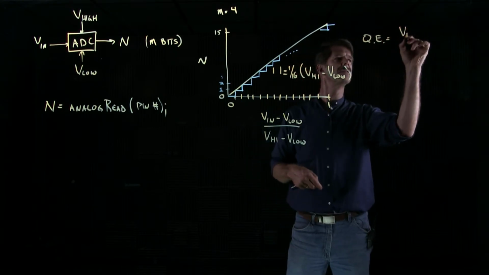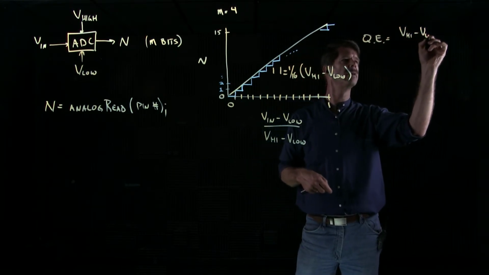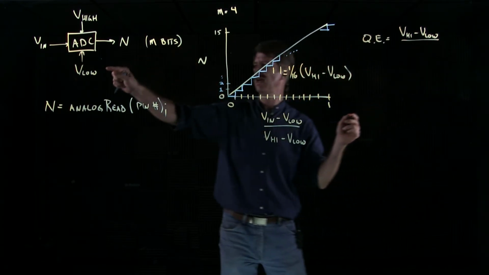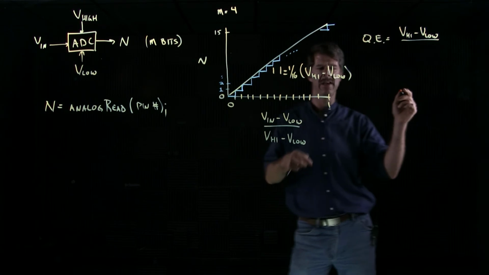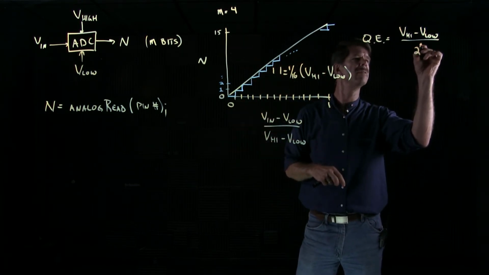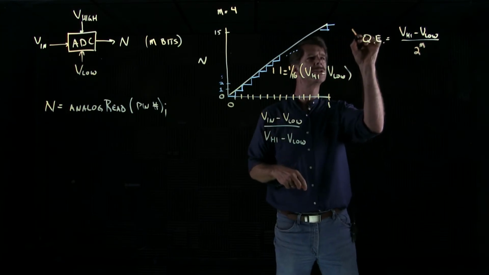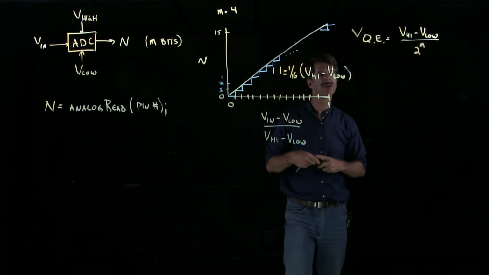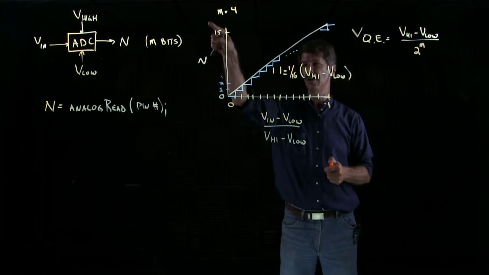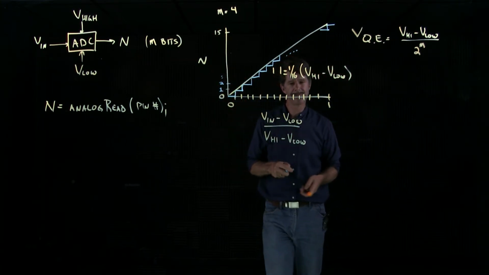equals that total range you set up, that you've defined this device to work over. And I think in the Arduino you can't change V low, but I believe you can change V high, over 2 to the m, however many bits you have. And that's a voltage quantization error. That's your uncertainty in what your input voltage is because your output is an integer.